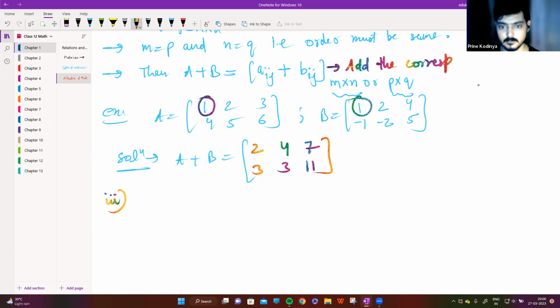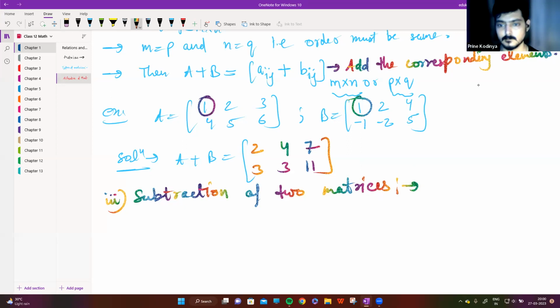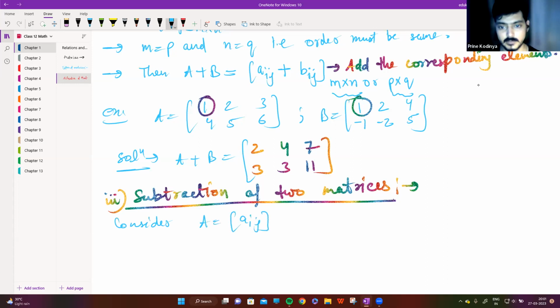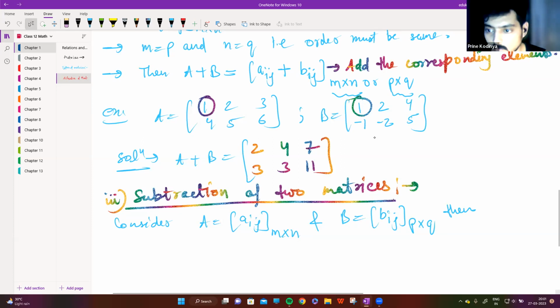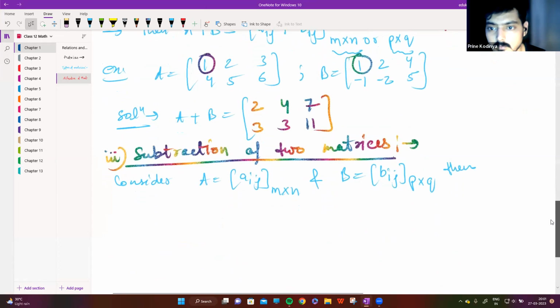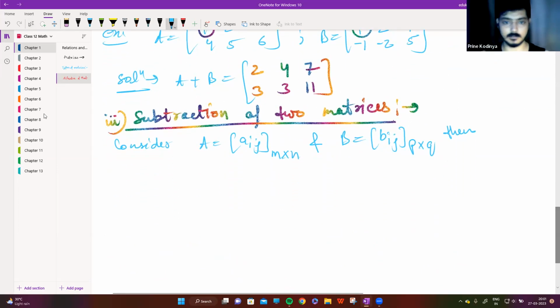Similarly for subtraction as well. Subtraction of two matrices, same rule. Two matrices can only be subtracted if their order is the same. If the order is not the same, the structure is not the same, then we can't do it. If the order is the same, then yes, absolutely we can add or subtract. And just like we added corresponding elements, we subtract corresponding elements as well.